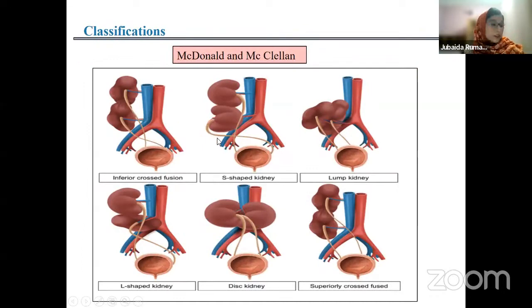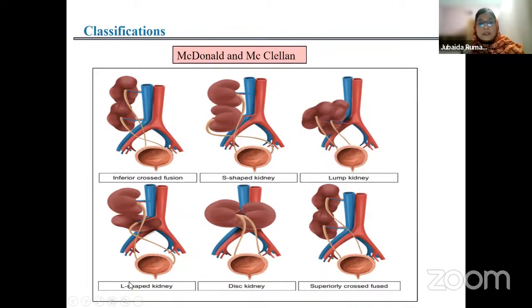So according to the position of the fusion, the cross-fused kidneys are divided into 6 varieties. So this is the inferior cross fusion. It is the most common. There, the normal kidney is fused with the ectopic kidney. And in the S-shaped kidney, the 2 kidneys are fused, but the position is opposite: the normal kidney's renal pelvis is on the medial side, and the ectopic kidney's renal pelvis is directed laterally. In the lump kidney, both kidneys are fused in a wide axis, and it's usually present slightly lower than the normal position.